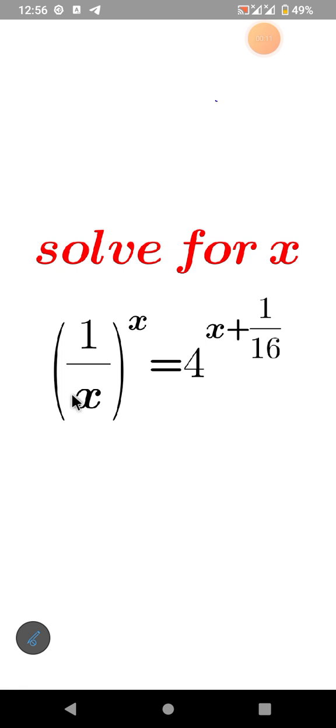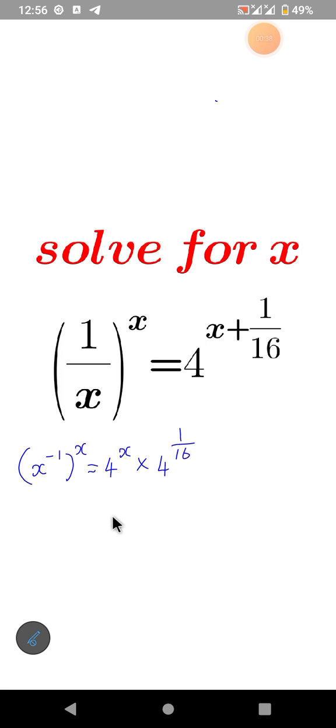Now I'm going to start by writing this. So now this 1 over x is the same thing as x raised to the power of minus 1, or raised to the power of x, equal to, according to the law of indices, equal to this. Now I'm going to split this, so here will be 4 raised to the power of x multiplied by 4 raised to the power of 1 all over 16.